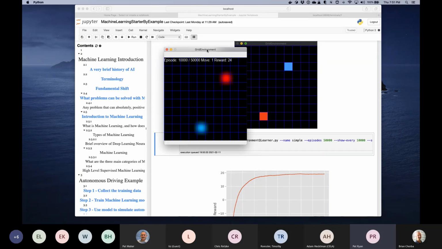If it randomly finds the green dot, I give it a large reward. If it randomly finds the red dot, I give it a large negative reward. So every time it moves, it's collecting and making a note of how it moved and what the reward was for making that move.